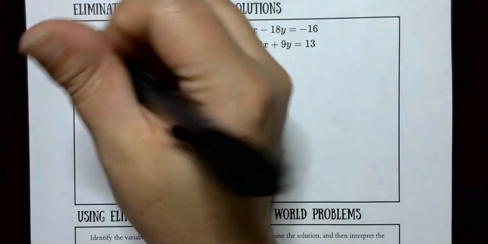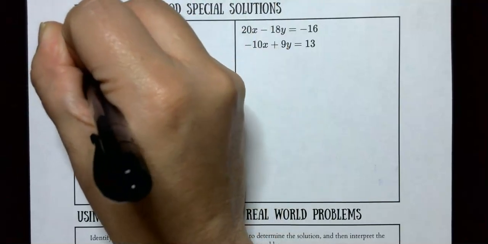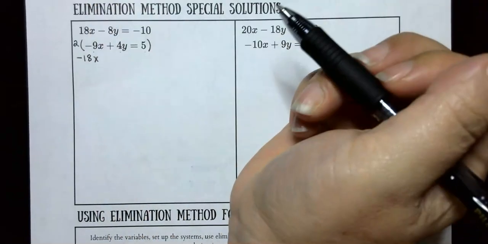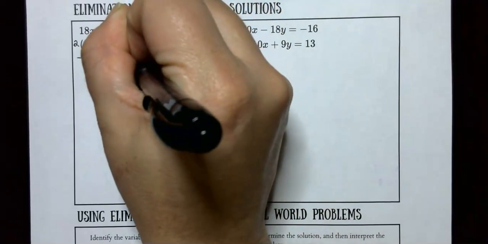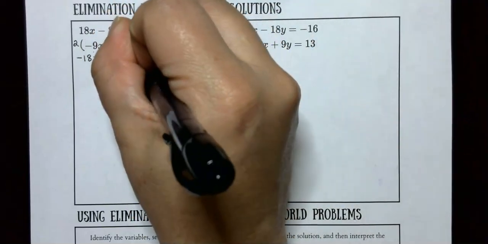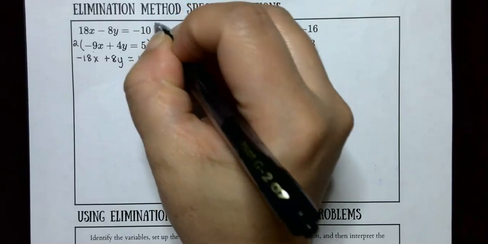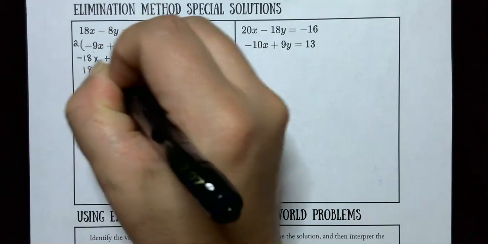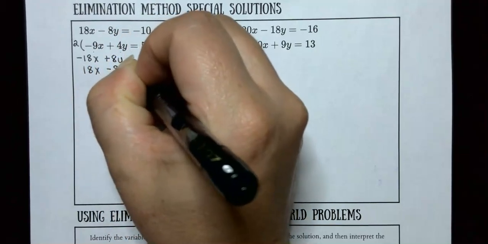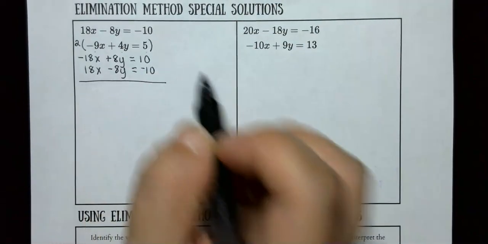So I'm going to go ahead and say 2 times -9 is negative 18x. 2 times 4 gives us 8y, equals 2 times 5 gives us 10. Now, I like my equations to be stacked, one on top of the other, so I'm going to take this one. I'm not going to change it. I'm just going to put it underneath. And you're going to notice something. As you're writing it down, you should notice something.